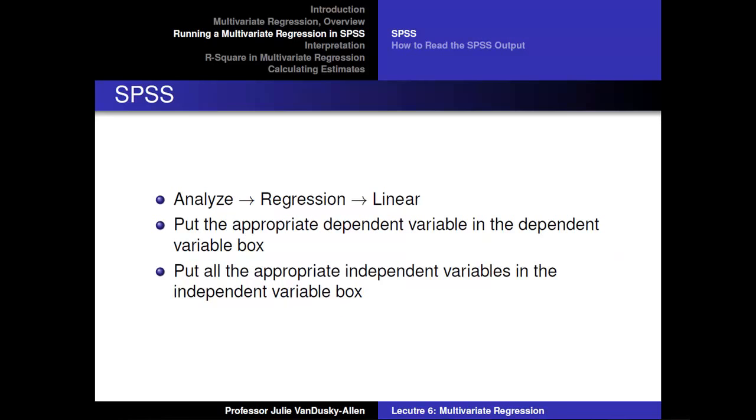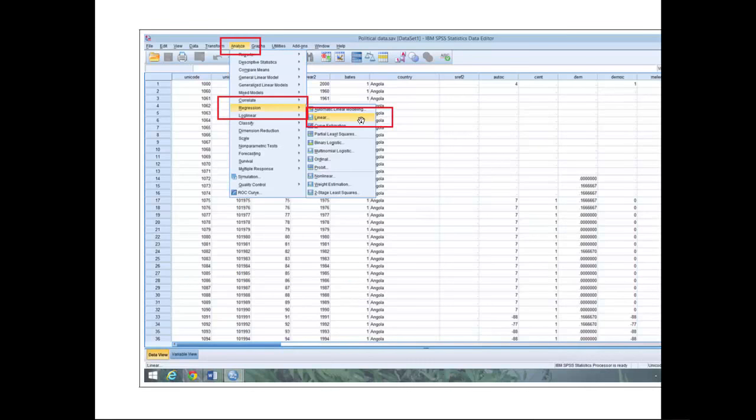Running a multivariate regression analysis in SPSS is the same as running a bivariate regression in SPSS, except with more than one independent variable. So you do Analyze, Regression, Linear. You put the appropriate dependent variable in the dependent variable box, and then you put all of the appropriate independent variables in the independent variable box. Then you click OK.